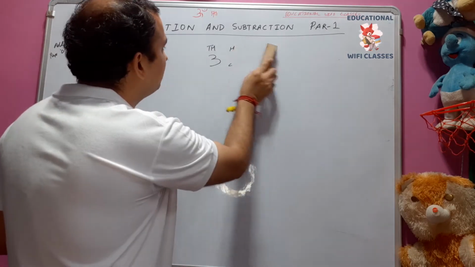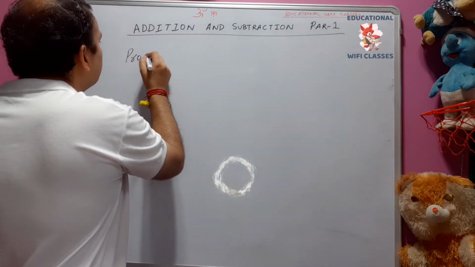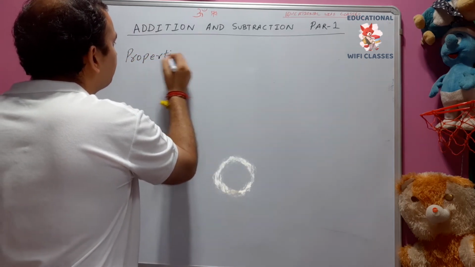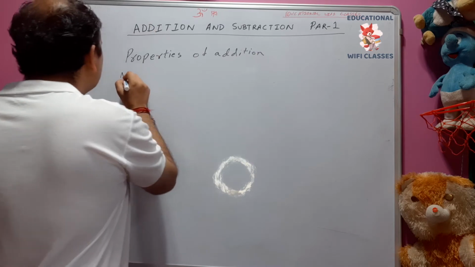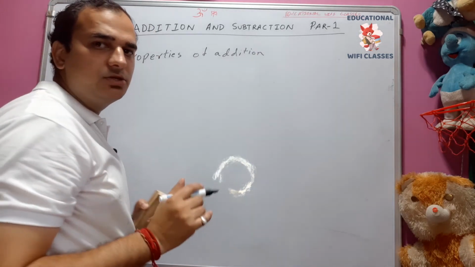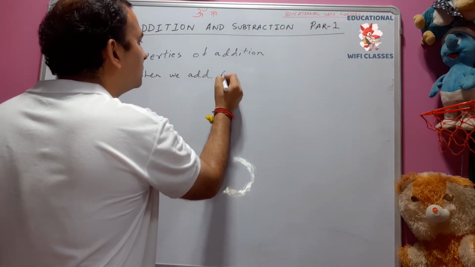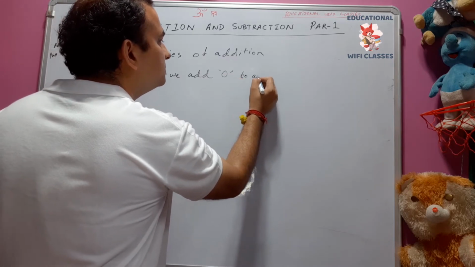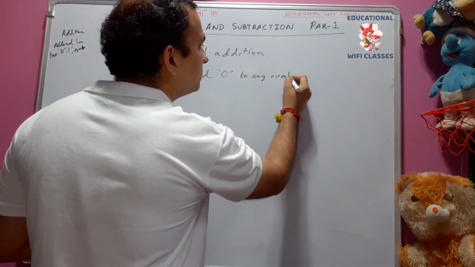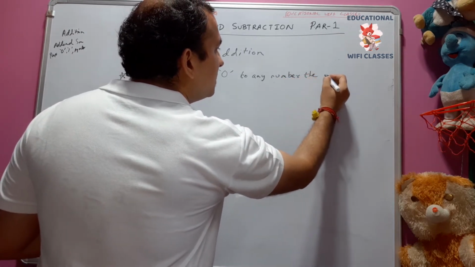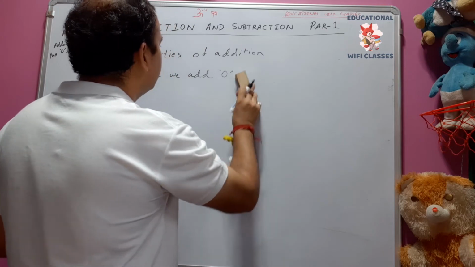Now we will discuss some of the properties of addition. The first property is adding up a 0. When we add 0 to any number, the answer is the number itself. I will not write down this one. When we add 0, I'll just write down only this much.